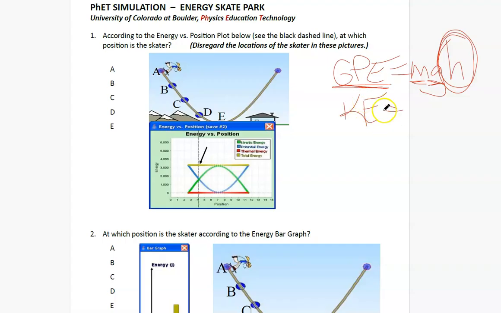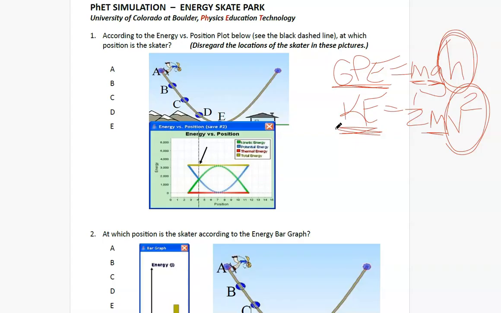And kinetic energy is 1/2 mass times speed squared. Again, the mass isn't changing, so the only thing that changes is the speed. Well, when they're at the top, they don't have speed, they haven't started moving down, but by the time they get to the bottom of the track, they're moving very, very fast. So that's where the maximum kinetic energy will happen, at the bottom.